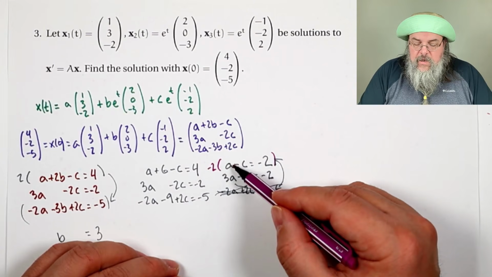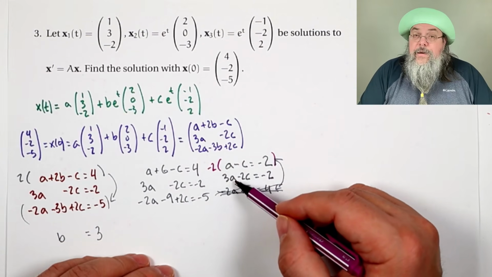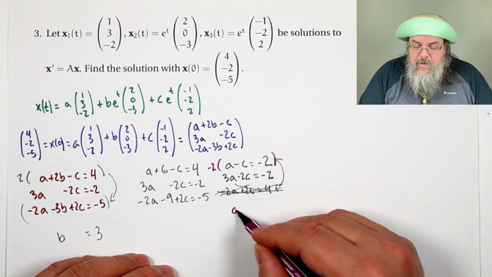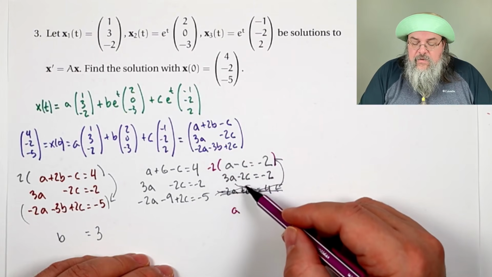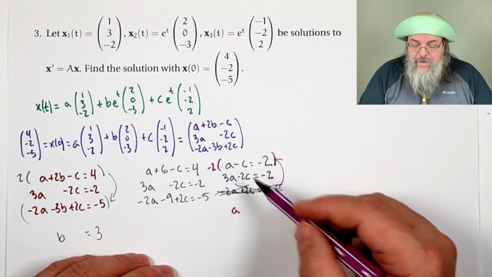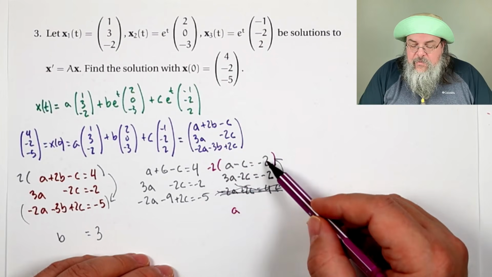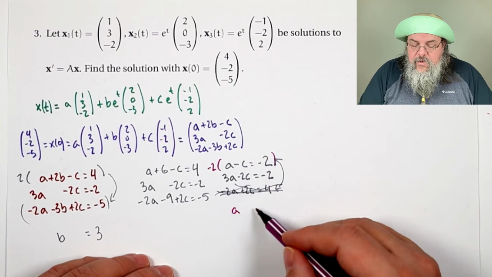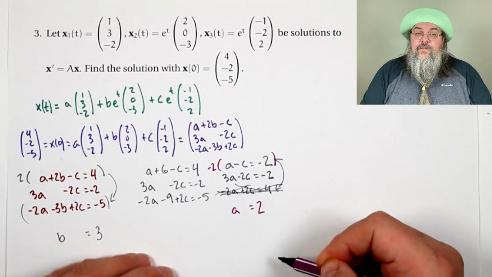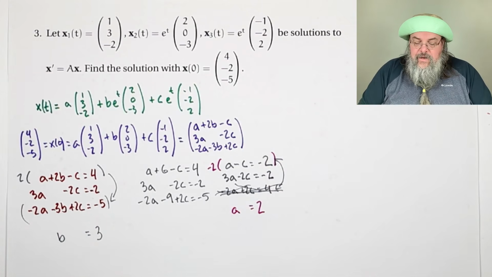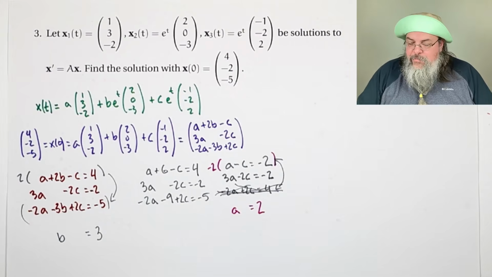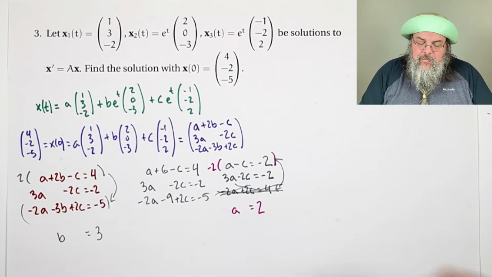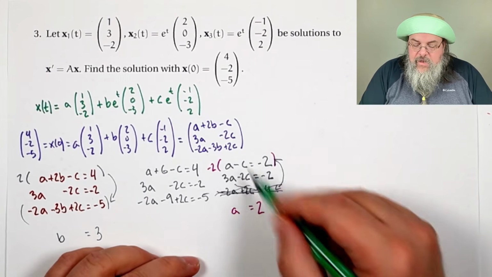Minus 2a plus 3a, just a. Plus 2c minus 2c, 0. And then we have plus 4 and minus 2 is 2. So a is 2. All right. Well, now that's good. Now that we know a and b, we can go and plug this back in. It doesn't matter which one we plug it into.